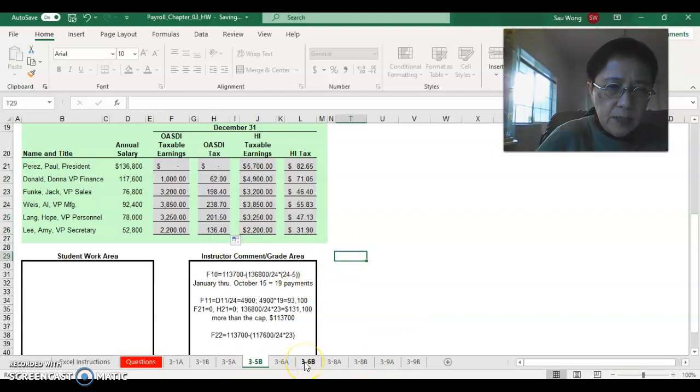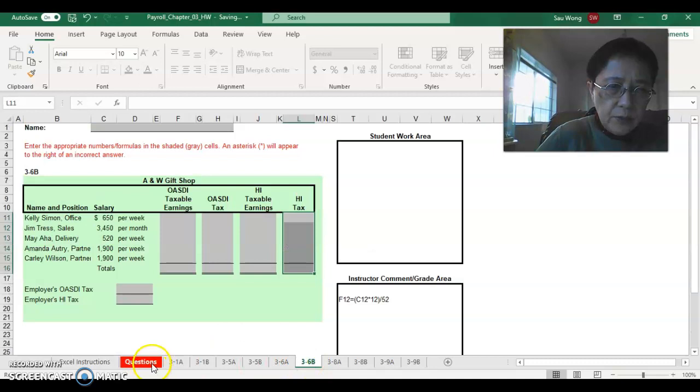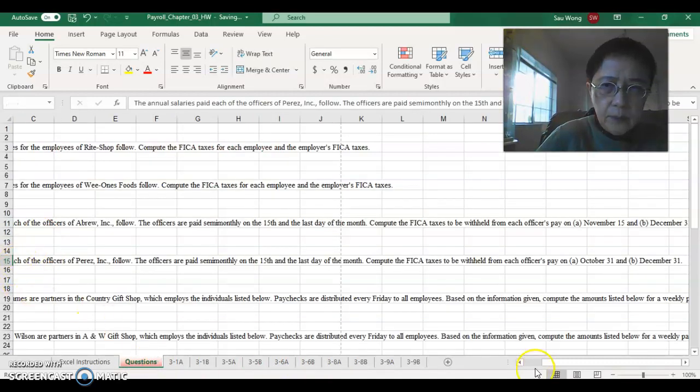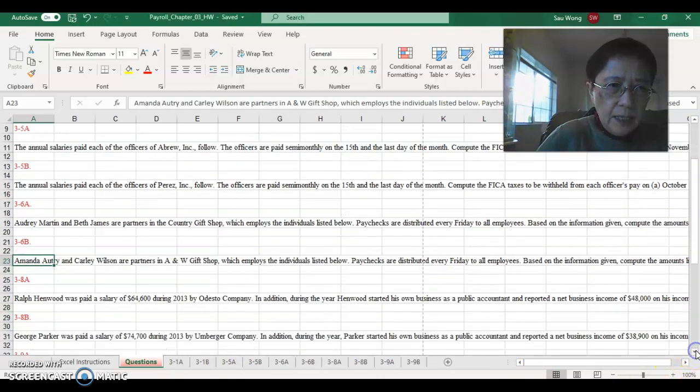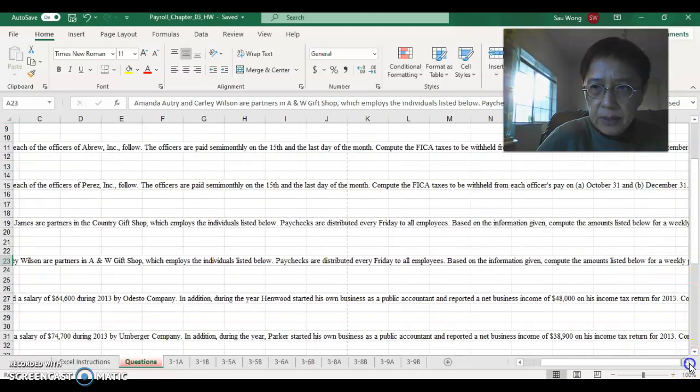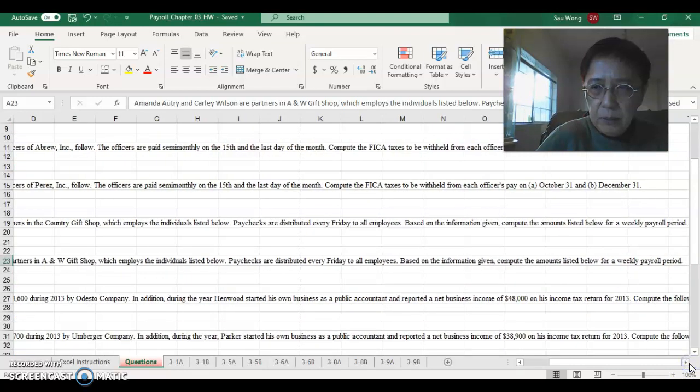We go to 3-6B. We go to the question first. 3-6B: Amanda, Audrey, and Carly Wilson are partners in A&W gift shop, which employs the individuals listed below. Paychecks are distributed every Friday to all employees. Based on the information given, compute the amounts listed below for a weekly payroll period.